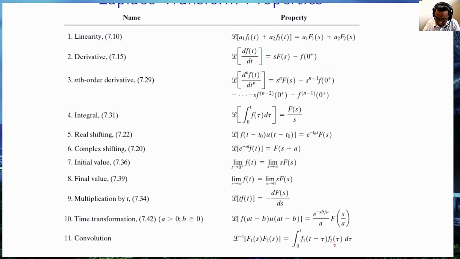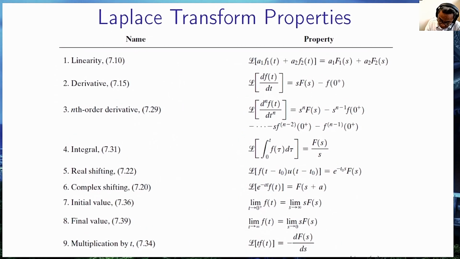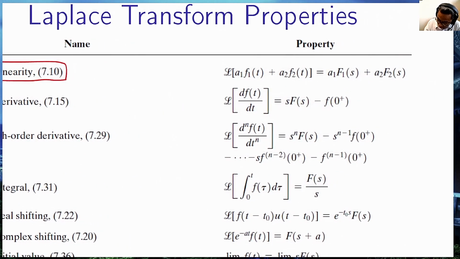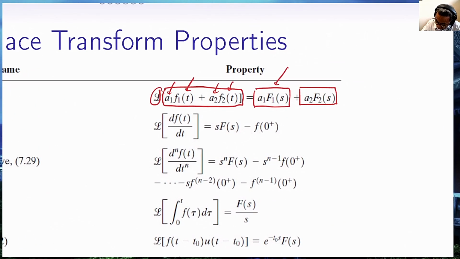There are many properties, and we will take some time to prove them. Let's go through the properties of Laplace transform. Linearity. The Laplace transform of the sum of two time signals f1 of t and f2 of t that is scaled by some constant can be broken down into individual Laplace transforms, implying that we can actually do it this way.